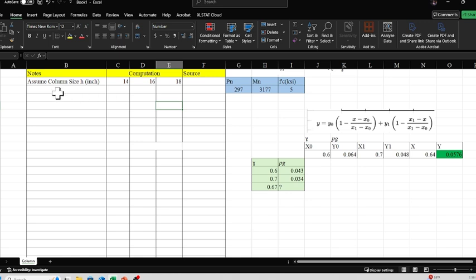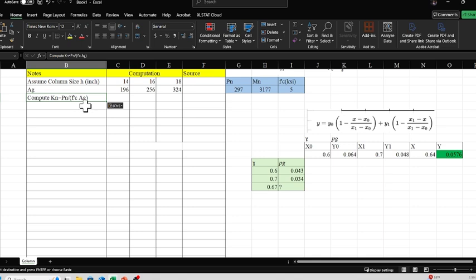Once we do that, then we're going to calculate the area, Ag, which is the area of the column, and that's going to be right here. It's going to be equal to this to the power of 2, enter. So that's 196, and you grab the corner, go across, and there's the column area for all of them. And the next thing we're going to do is go to the next step. We're going to go ahead and compute Kn and Rn.